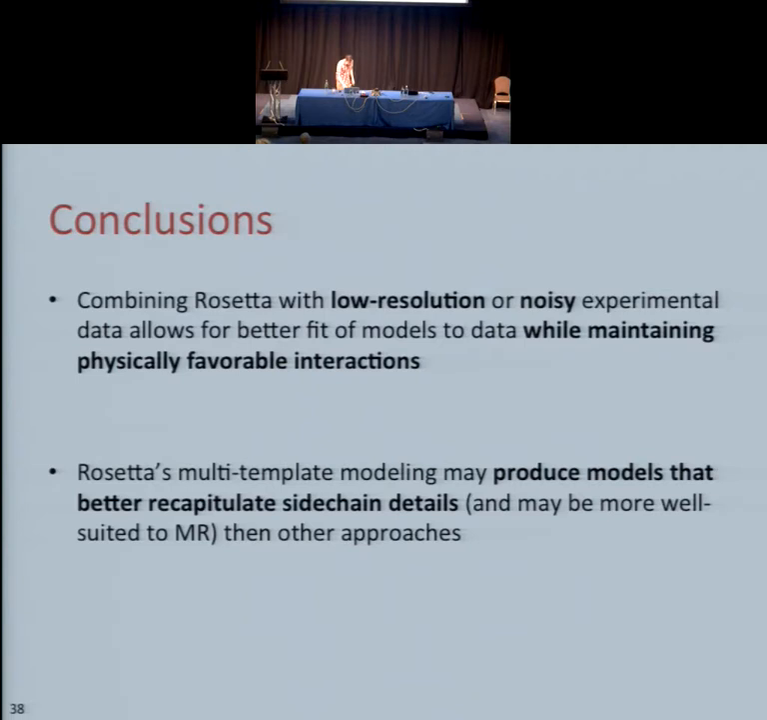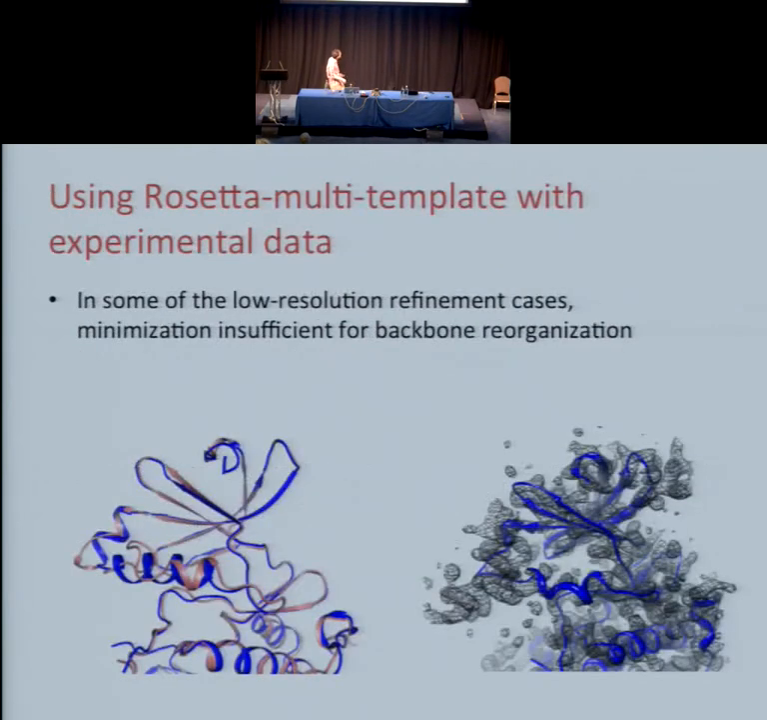And also, another thing that we're looking at, I'll just go through this really quickly, but basically, we've shown that this newer multi-template modeling works better in the absence of experimental data, and so there's no reason not to believe that it would also work better with experimental data. And so we, again, tried this multiple template modeling in the context of low-resolution refinement. And here, in this case, this is one of the cases from the low-resolution refinement set.